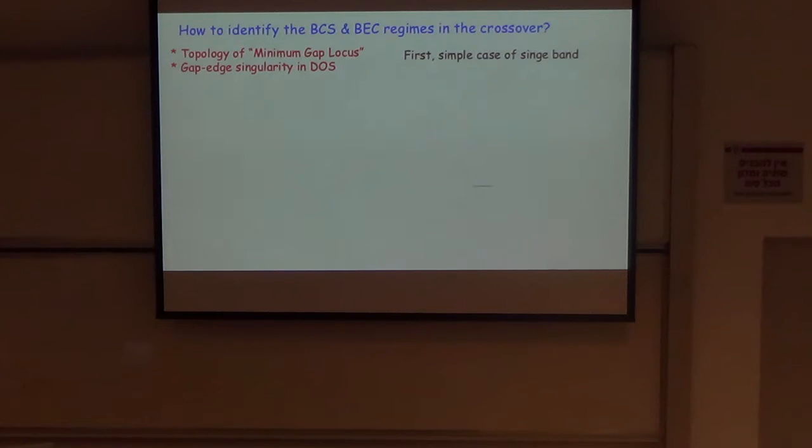Okay, and then I'll come back to the two-band situation of interest to us. And here are the two concepts that I want to introduce. One is the issue of the minimum gap locus, which is perhaps less familiar to a lot of people, but the gap at singularity is rather obvious.